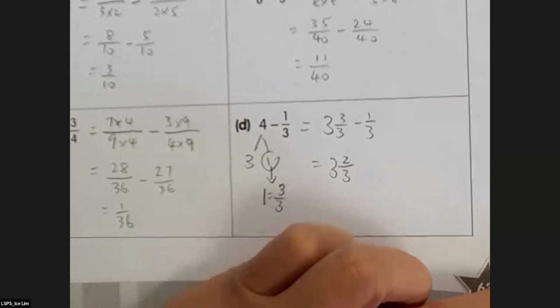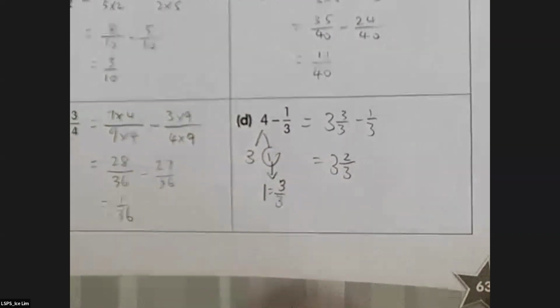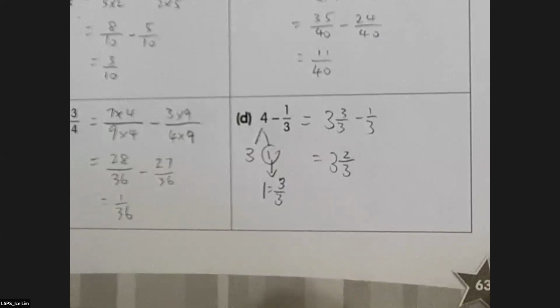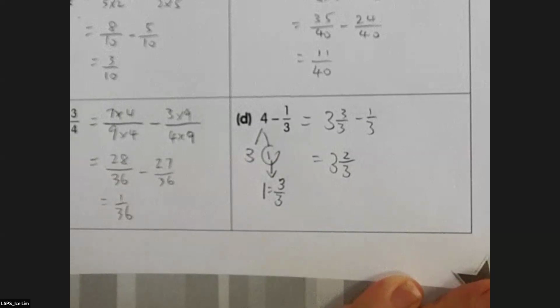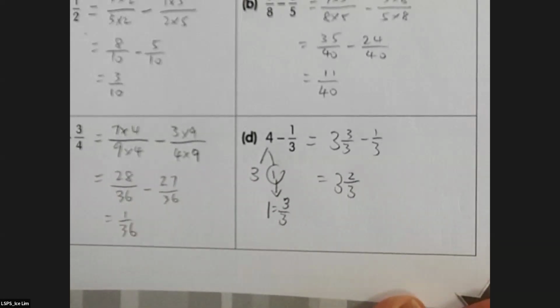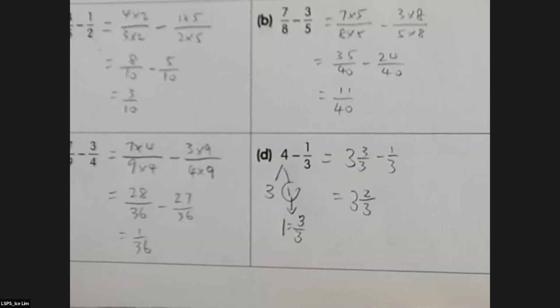Okay, so for question D, Fidaus chose to convert to improper fraction first. Whereas mine, I changed it to a mixed number because 4 is made out of 3 and 1, and 1 can be 3/3. So I put 3 and 3/3 minus 1/3. So it's 3 and 2/3. Fidaus converted 4 to 12/3, then you get 11/3. Okay, let's look at somebody else's answers.